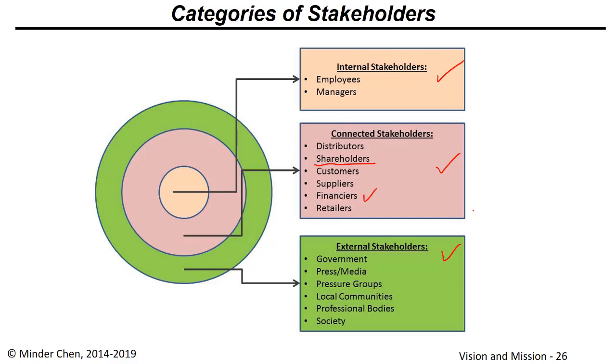And the third category is external stakeholders. They are much broader and kind of higher level. They are related to you, but not directly connected to you, which can be government, news outlets, media outlets, interest groups, pressure groups, the local community, professional bodies like the American Marketing Association, etc., and the society.